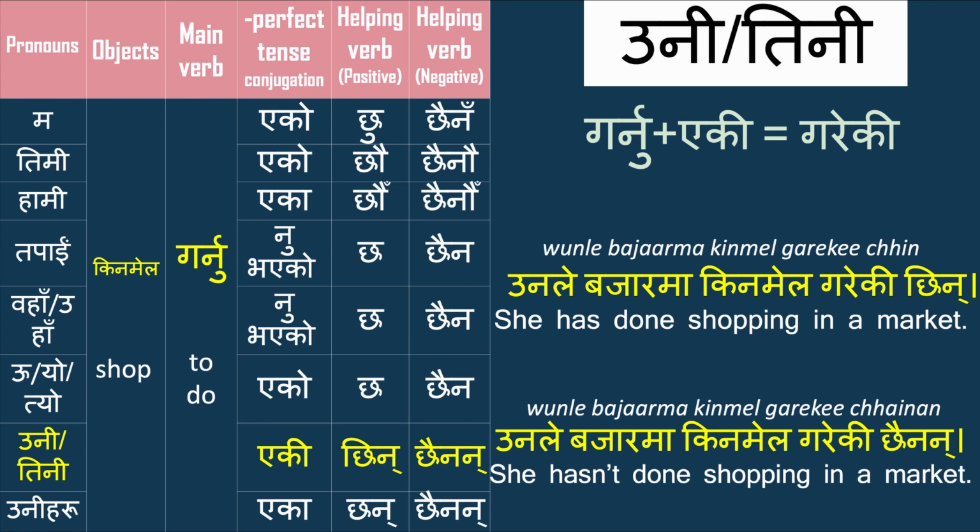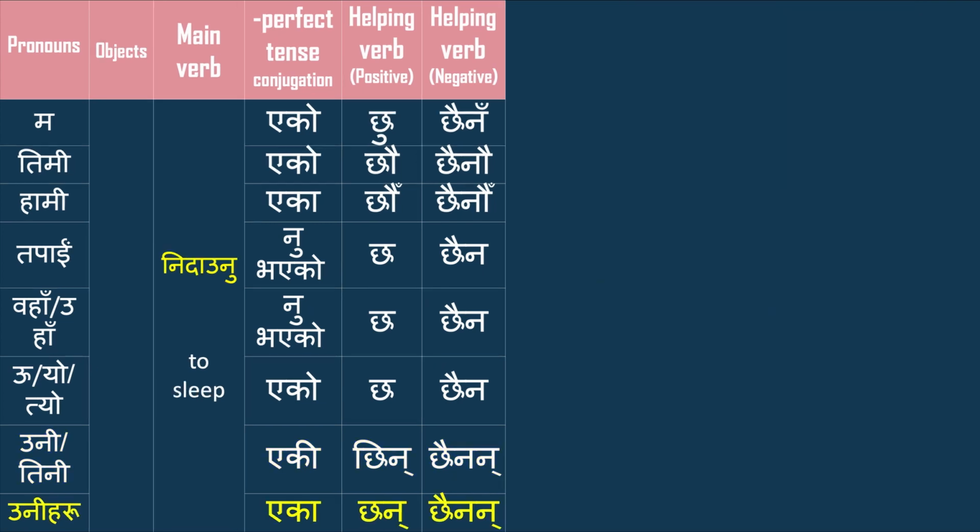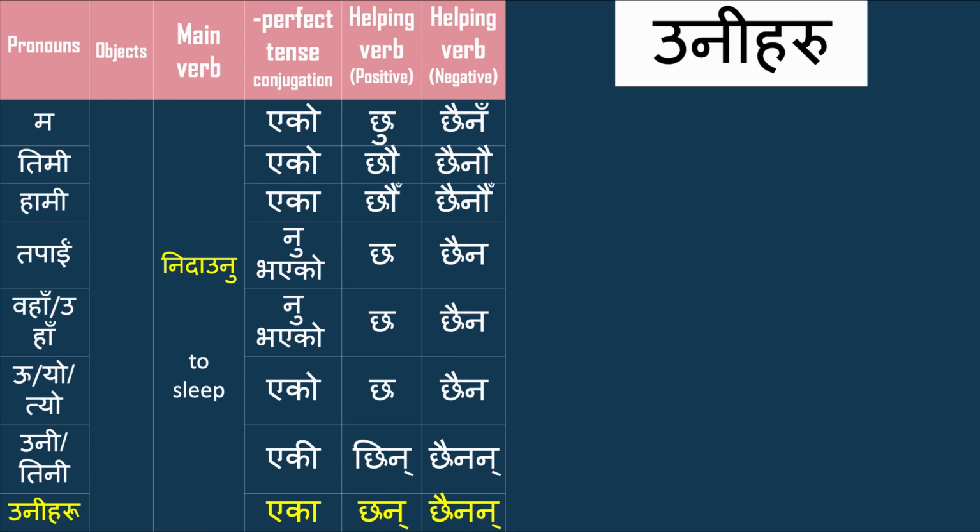Okay, I think now it's the last one. Yes, uniharu. Here there is no object because nidaunu is the main verb, which is an intransitive verb. Nidaunu means to sleep or to fall asleep. So nidaunu what? You can't answer this, so it is an intransitive verb. Now let's change the subject. Uniharu is the plural form, so in plural form we add eka as the perfect tense conjugation, and chan and chainan for the positive and negative helping verb. Nidaunu is an intransitive verb and an unu verb as well.